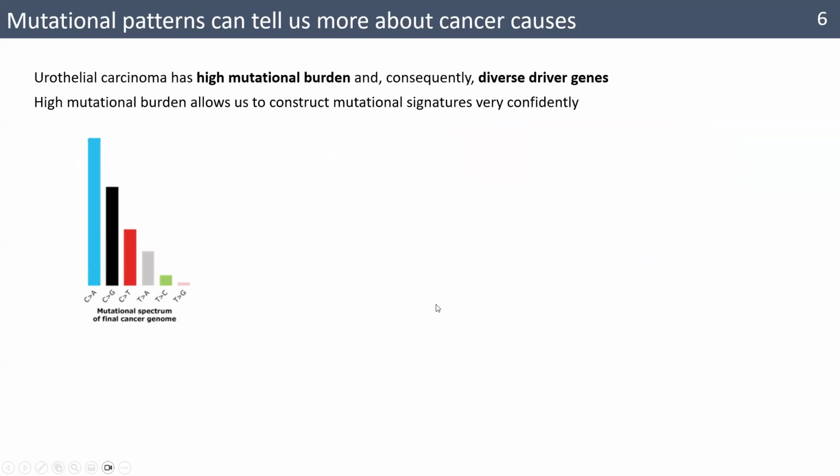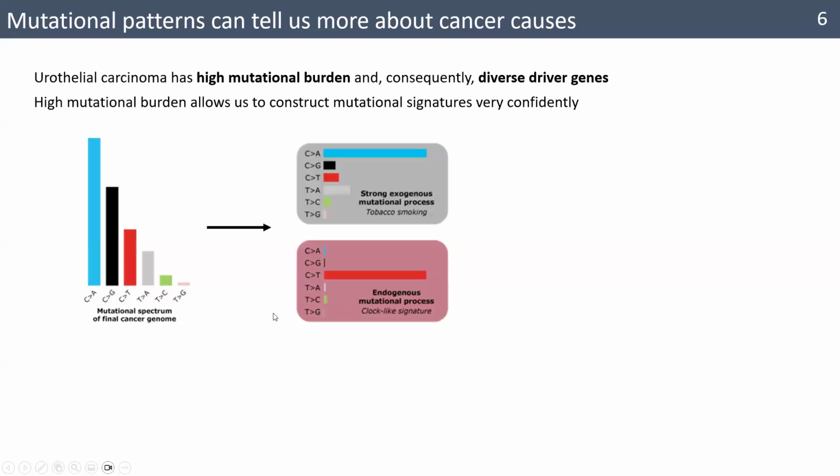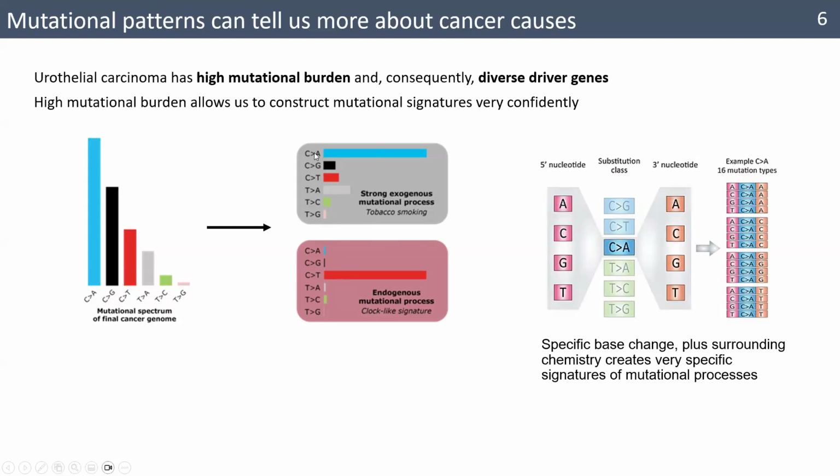So one way that we can try and work out what's causing a cancer is by looking at the types of mutations. Different types of mutations, so changing from a C to an A or C to a G, for example, are caused by different mutational processes. So for example, C to A changes are commonly associated with smoking, and C to T changes are commonly associated just with aging.